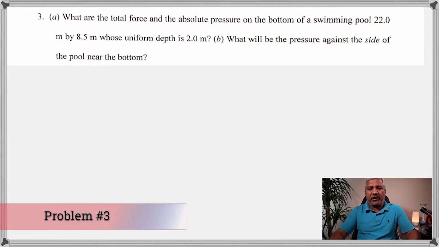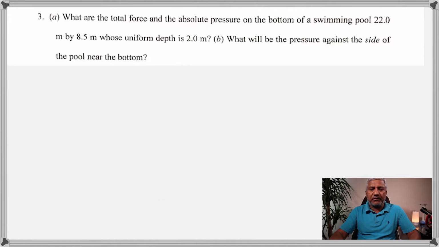Number 3, what are the total force and the absolute pressure on the bottom of a swimming pool, 22.0 meter by 8.5 meter, whose uniform depth is 2.0 meter. What will be the pressure against the side of the pool near the bottom? Again, what are the total force and absolute pressure on the bottom of a swimming pool whose dimensions are given? The dimensions are given as 22.0 by 8.5.